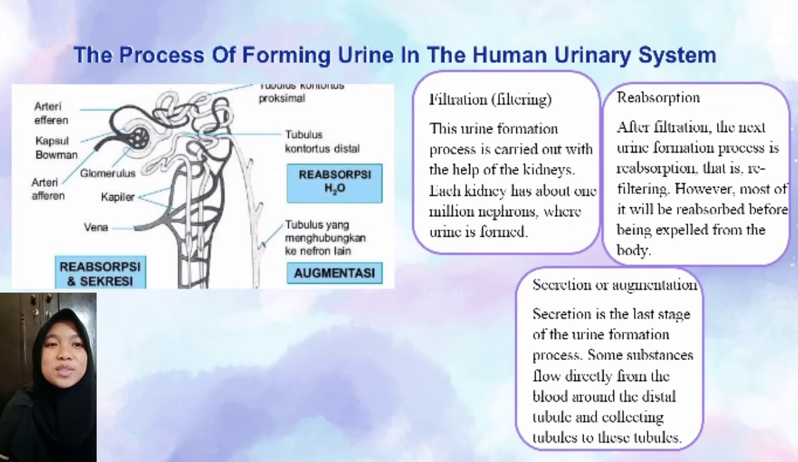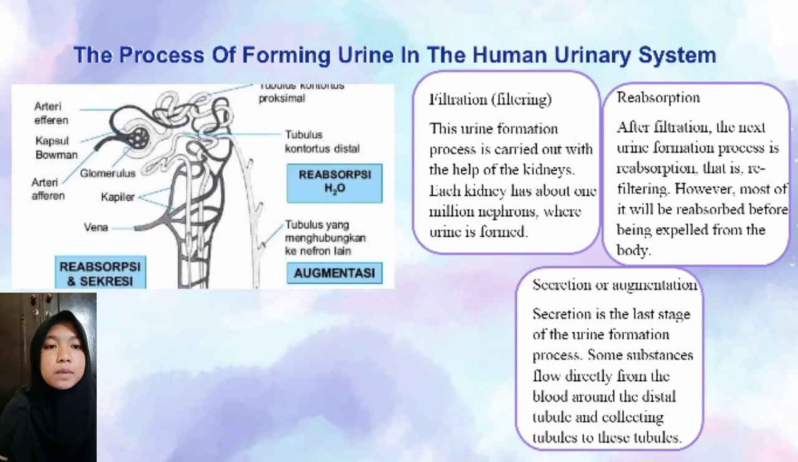Filtration. This urine formation process is carried out with the help of the kidney. Each kidney has about 1 million nephrons where urine is formed. At any given time, about 20% of the blood will pass through the kidney to be filtered. This is done so that the body can remove metabolic waste substances and maintain fluid balance, blood pH, and blood levels. The blood filtering process begins in the kidney.